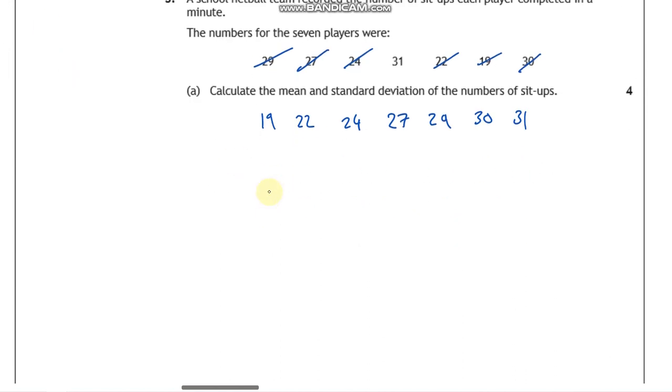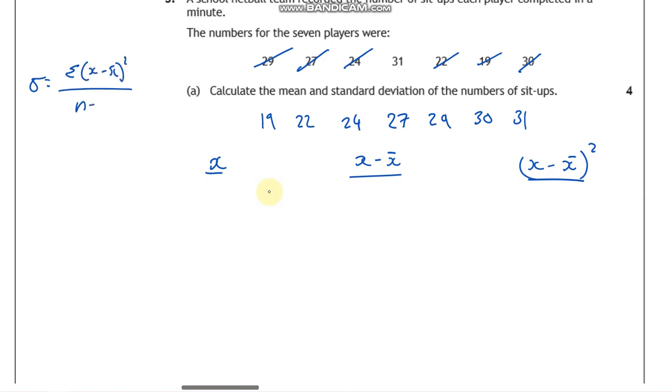So you want to do your x, you want to do your x take away x bar, and you want to do x take away x bar squared, because your equation, the standard deviation, is the sum of the x minus x bar squareds divided by n take away 1, square root. You're given that formula, so don't worry about it. So the first thing we have to do is work out our mean.